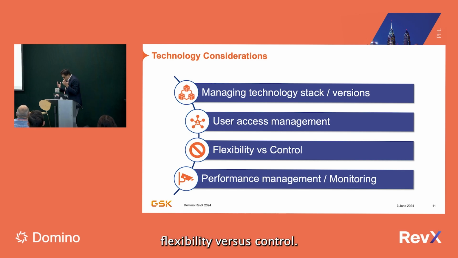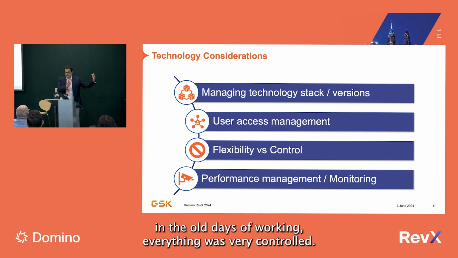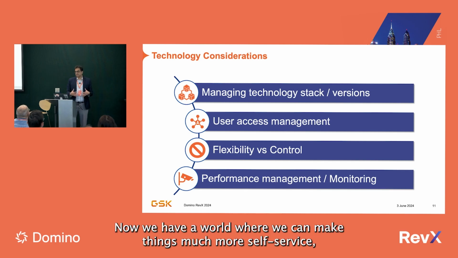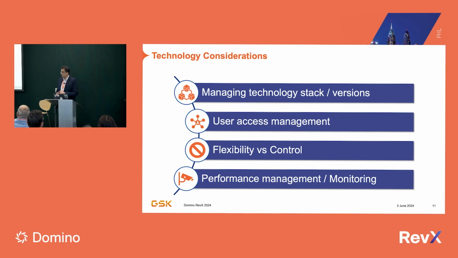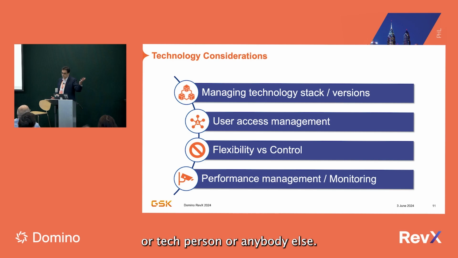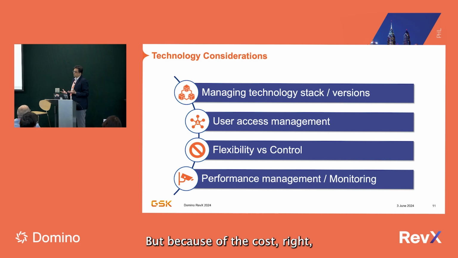Flexibility is still control. So all these are working, everything is very controlled, everything had to go through IT. Now we have a world where we can make things much more self-service, much more configurable. From the Domino perspective, it can pretty much serve anybody, the end user or tech person or anybody else. But it comes at a cost, right?